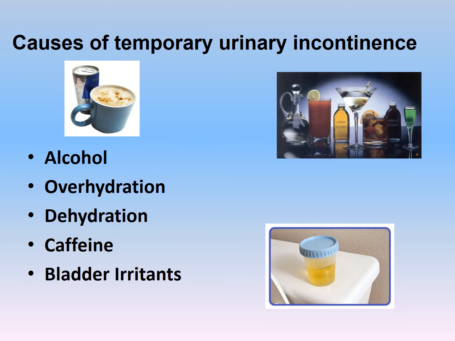Some causes of temporary urinary incontinence: alcohol. Alcohol is a bladder stimulant and a diuretic. Same with caffeine. Overhydration, people that simply drink too much water. Dehydration also can cause incontinence because the concentrated salts actually irritate the bladder. And then any other things that irritate the bladder, such as carbonated drinks, caffeine, tea and coffee, and actually with or without caffeine. Artificial sweeteners, corn syrup, foods and beverages that are high in spice, sugar, and acids, such as citrus and tomatoes, can aggravate the bladder.